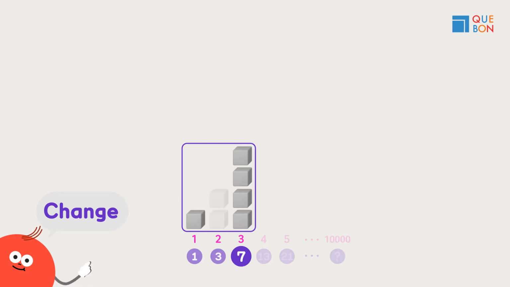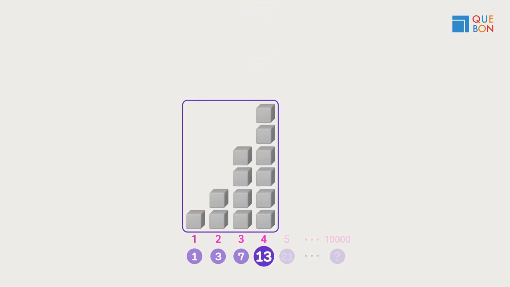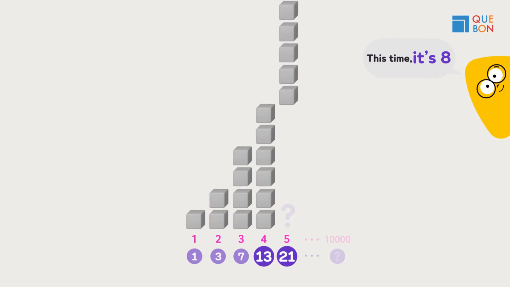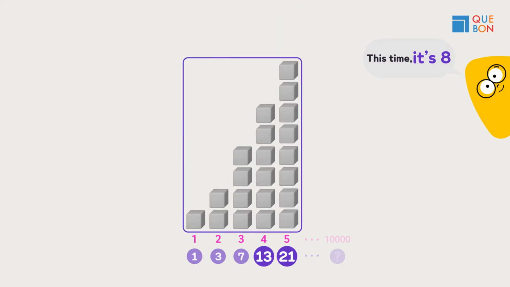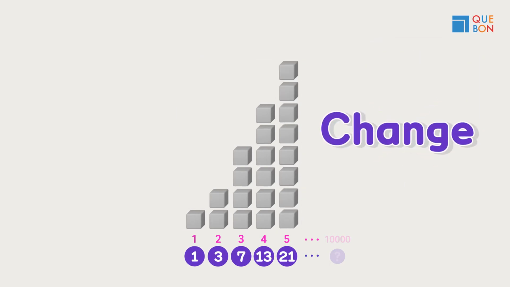Amazing! Each column implies change. We add 6 more cubes so that the total is 13. In order to match the next number, 21, how many cubes do we need to place? Amazing! Like I said before, these columns all indicate change.